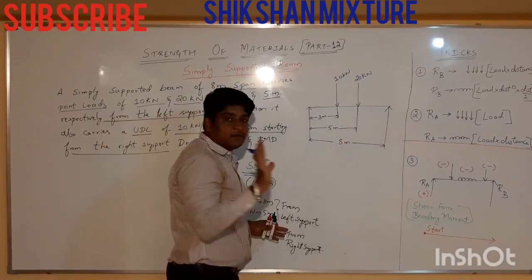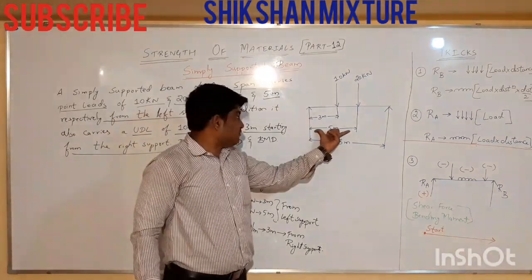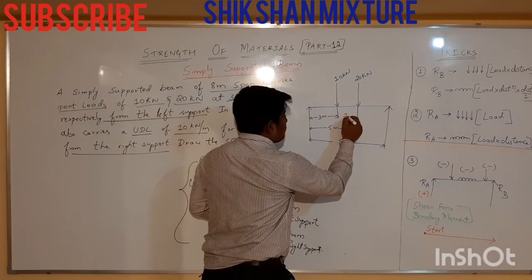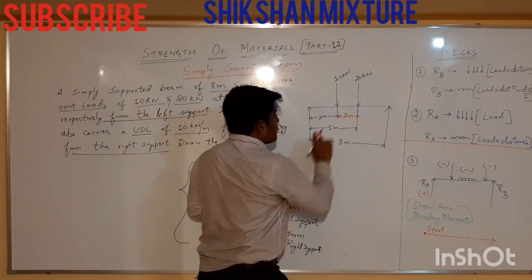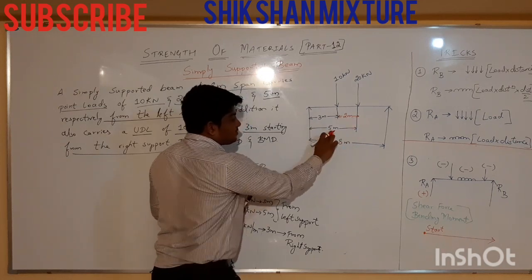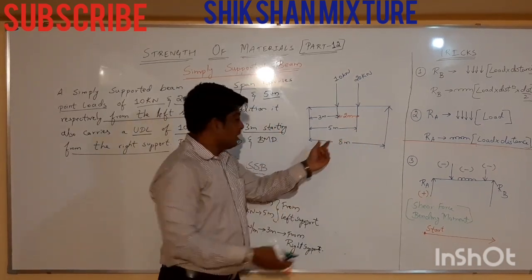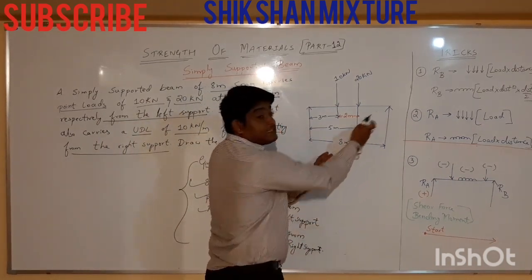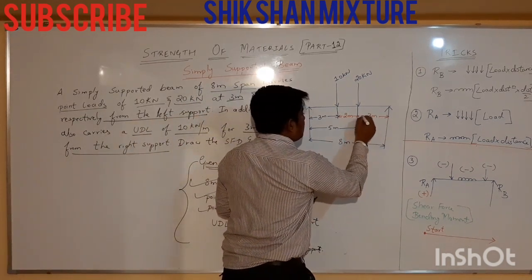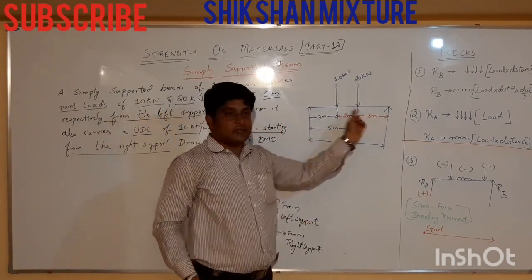But we don't know this length. So, there is 5 meters here. In 5, if 3 is gone, how much is the remaining? 2 meters is the remaining. Correct? 3 plus 2 is 5. Again, we know 8 and 5. In 8, if 5 is gone, how much is remaining? 3 meters is remaining. This is very important. In 8, 5 is gone, 3 meters is remaining.